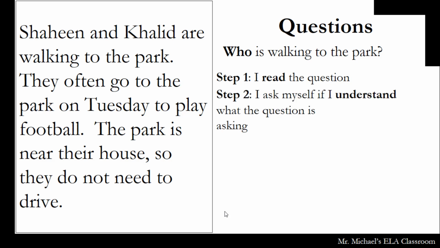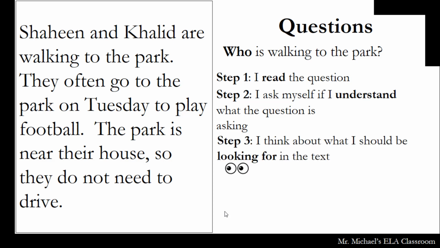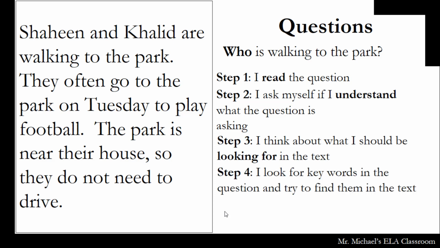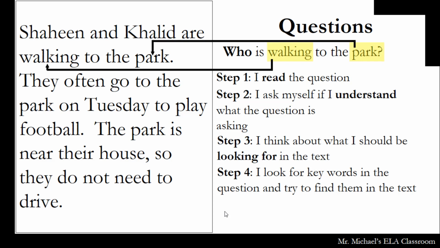Step 2, I ask myself if I understand what the question is asking me. If no, ask the teacher. Step 3, I think about what I should be looking for in the text. So I know who means a person. That means I'm looking for a person's name in the text. Then I look for keywords in the question and try to find them in the text. So in this case, walking and park. So I can find these right there easily enough.